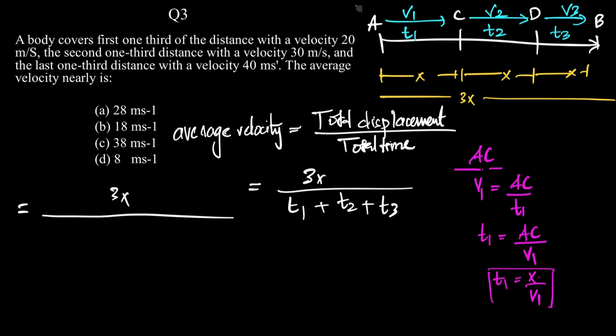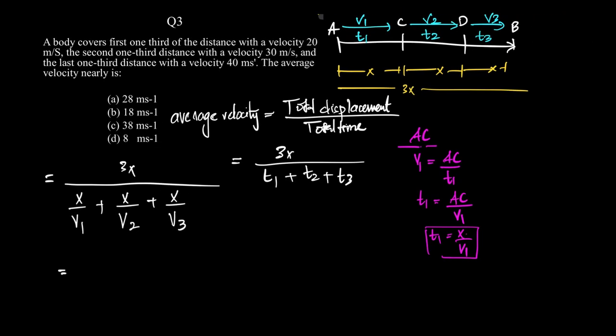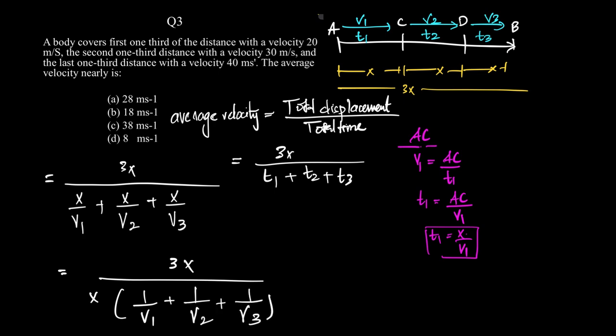So let us now put this value in the equation here. T1 is basically X upon V1. What would be T2? It would be correspondingly X upon V2. What would be T3? It would be X upon V3, right? In which case we can write further that if we write this 3x, and we take x common out from these terms, what do we get? 1 by V1 plus 1 by V2 plus 1 by V3.